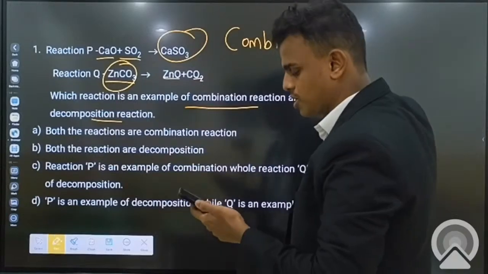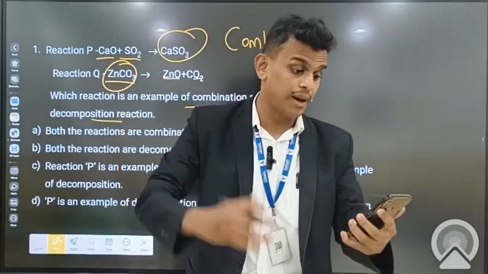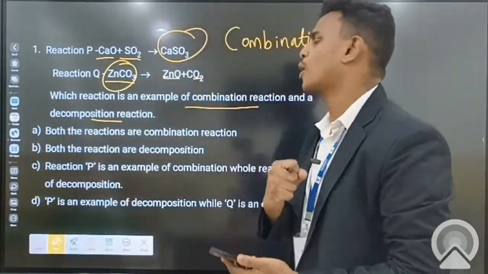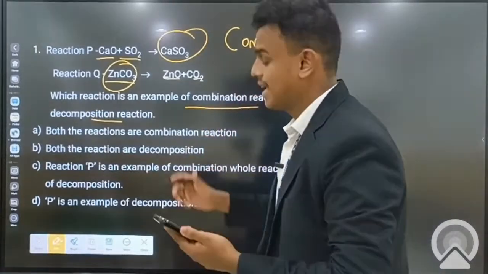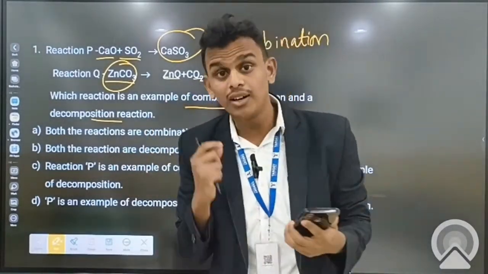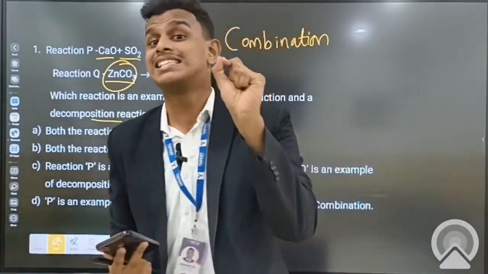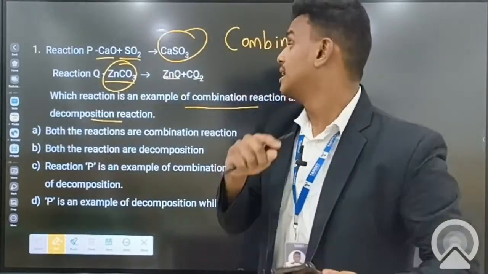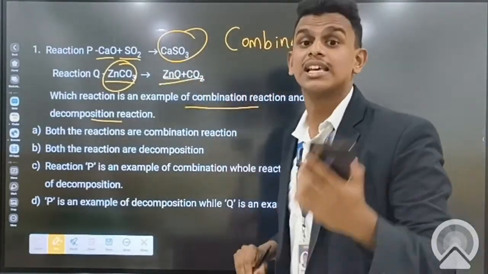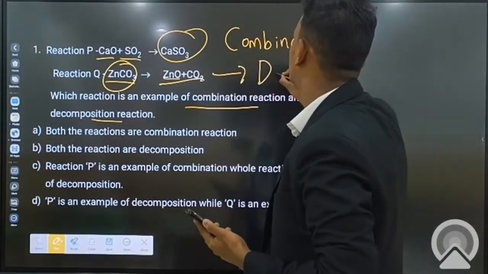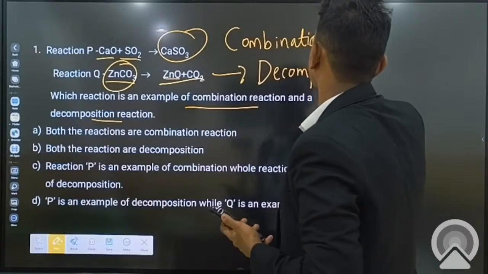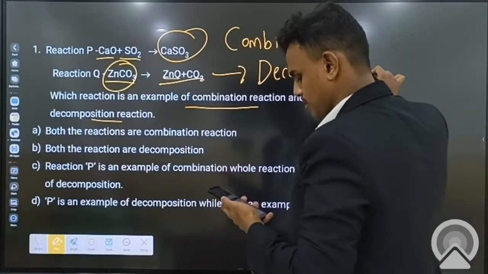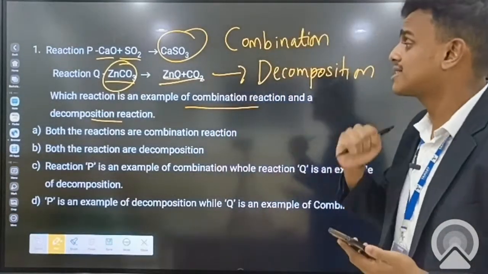Why is it combination? Because 2 reactants combine to form a single product. In the second case, a single reactant. My word is important, not simple, but single reactant reacts to form multiple products. So that is known as a decomposition reaction. So which is the correct option?